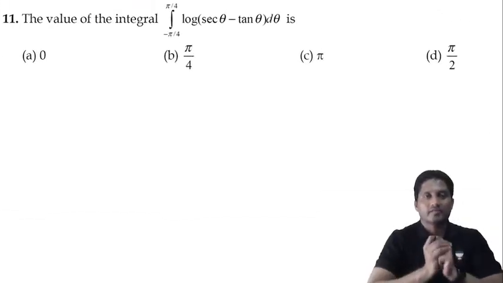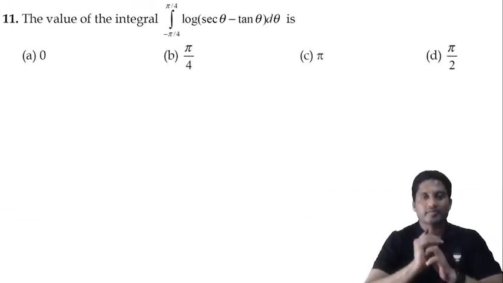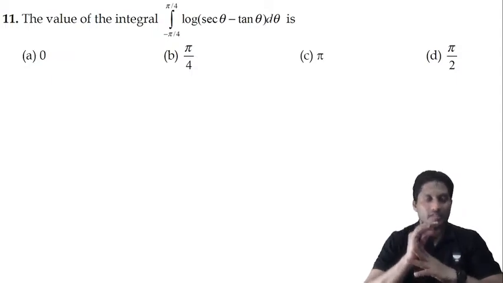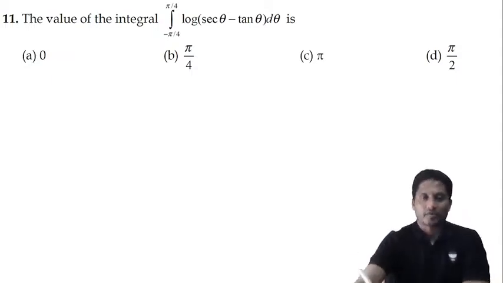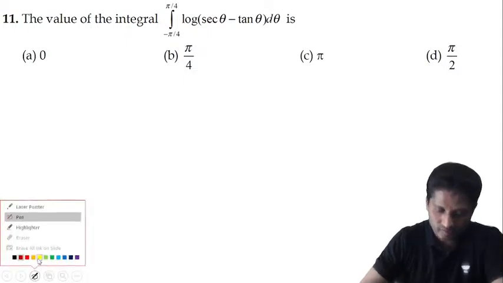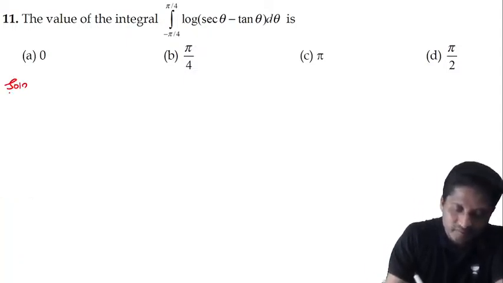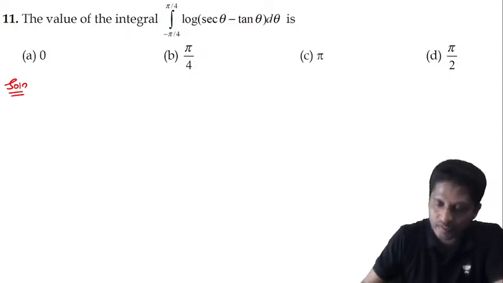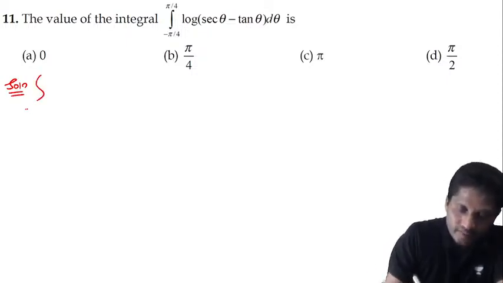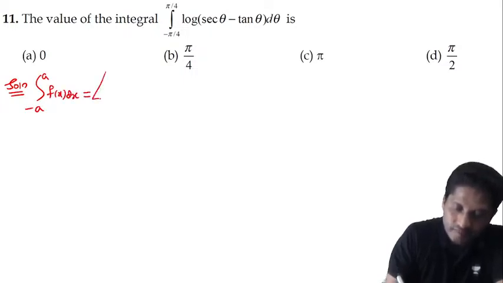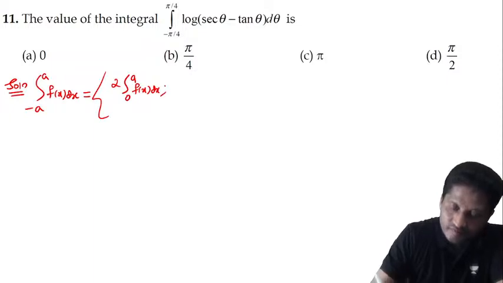The value of the integral from minus pi by 4 to plus pi by 4 of log of sec minus tan. See, actually there's a property which you've done in boards. Again, people will skip this in the board exam because they have a choice between this and LPP, linear programming problem. The integral from minus a to plus a of f of x dx will be equal to 2 times the integral from 0 to a of f of x dx if f of x is even.